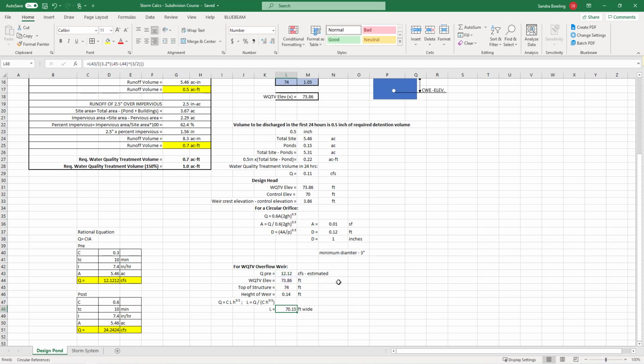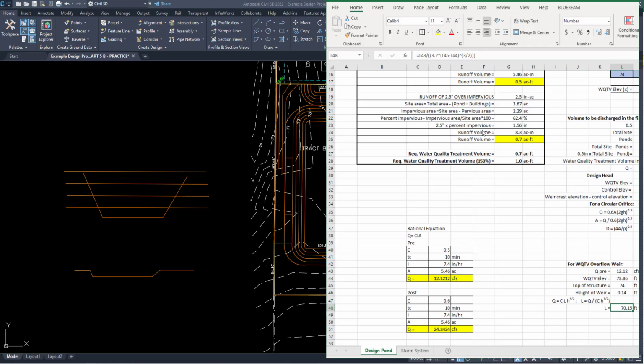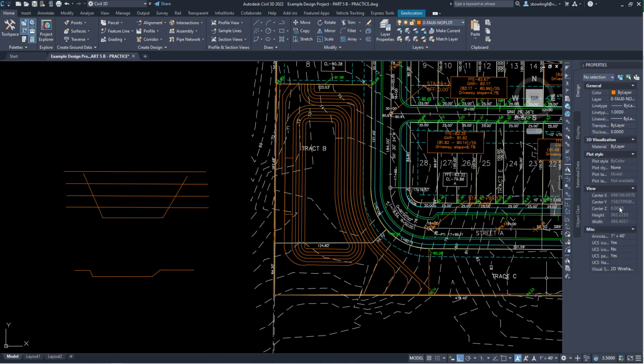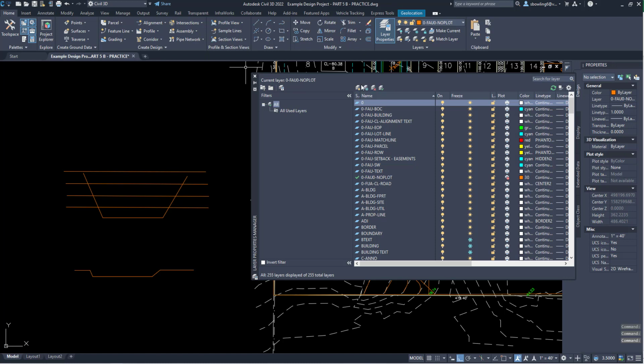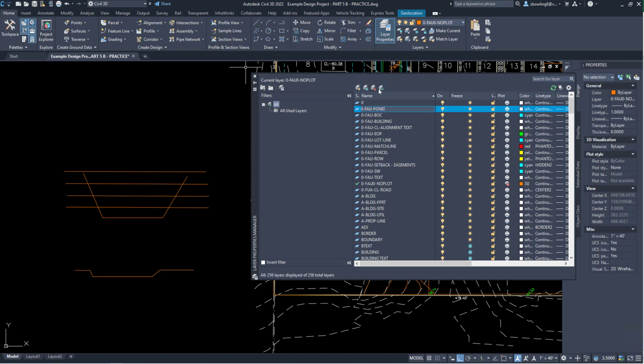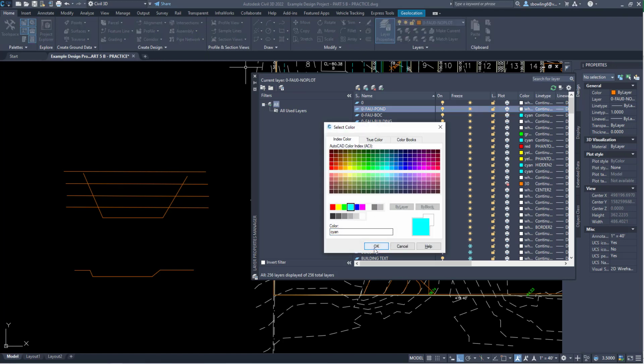All right, so that is basically how we're designing our storm structure, or our pond, and how I use Excel to figure out the stage areas. Now I'm going to go ahead and adjust these layer properties. I'm going to create a new layer, 0-FAU-pond. Set that to blue, cyan.